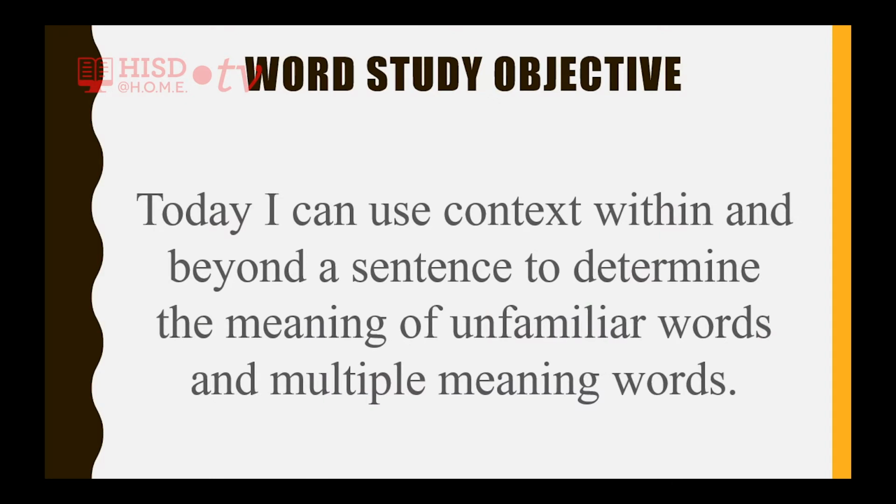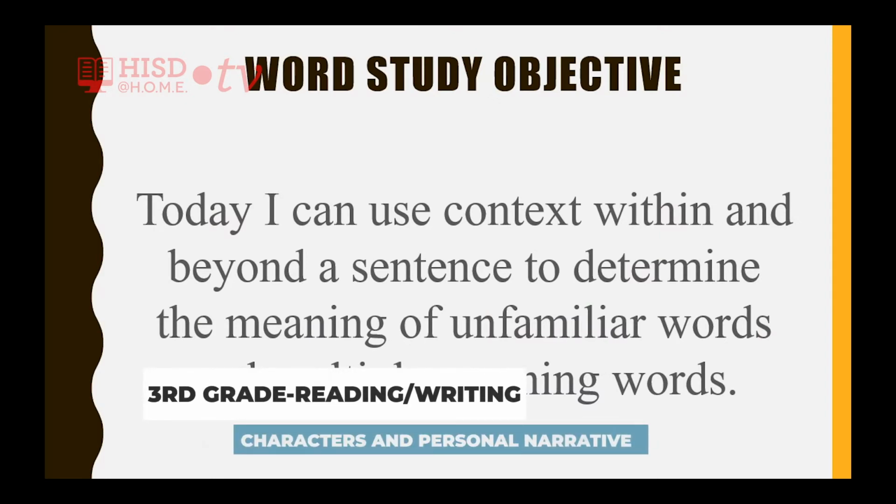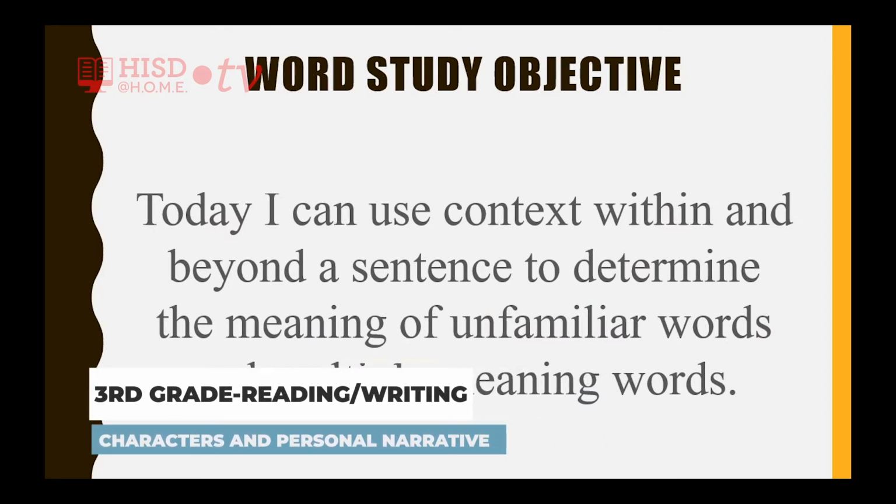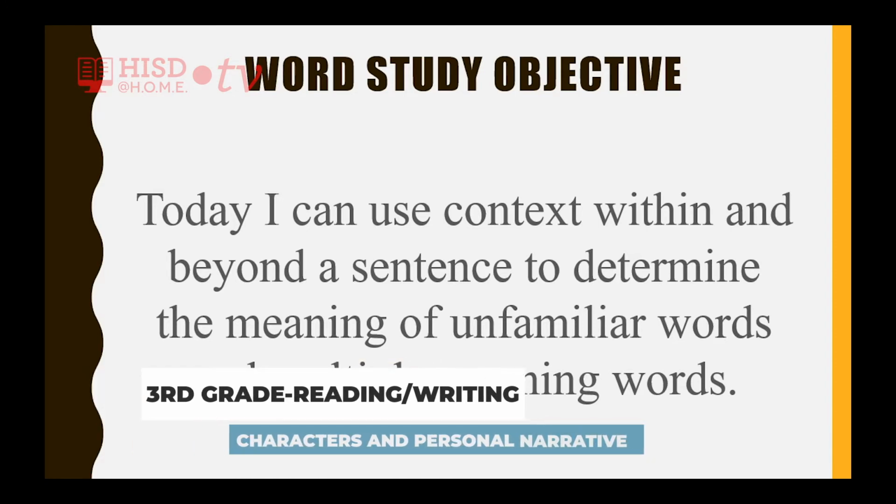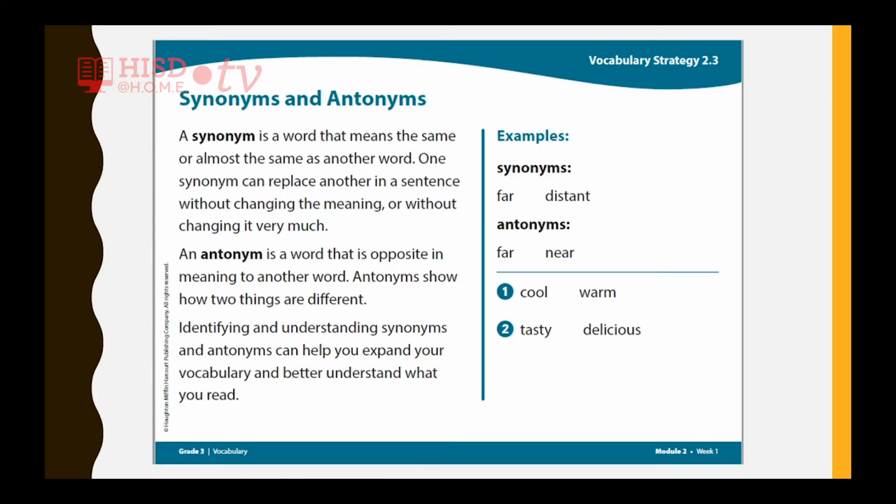Our word study objective is, today I can use context within and beyond a sentence to determine the meaning of unfamiliar words and multiple meaning words. Today we're going to be looking at antonyms. An antonym is a word that is opposite in meaning to another word. Antonyms show how two things are different. So if I was trying to find an antonym of cool, it will be warm. That's the opposite.